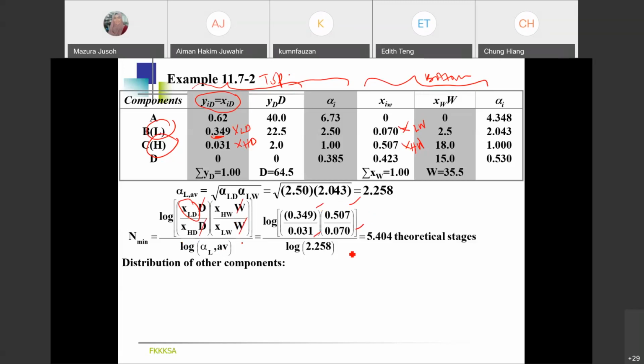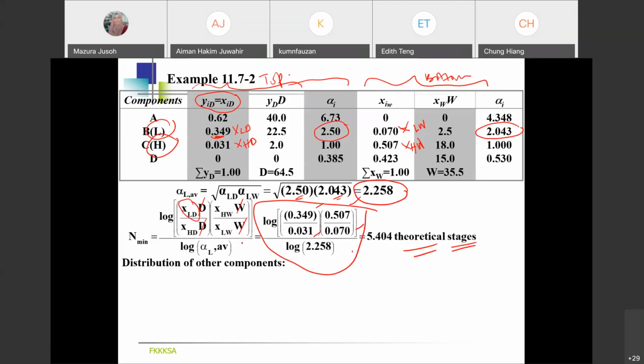What is the alpha average? The alpha of the light key in the distillate and the alpha of the light key in the bottom. Using those two values, 2.5 and 2.043, you get your alpha L average. Put in all the values here, then you will get your number of theoretical stages. So remember, this is the number of theoretical stages.